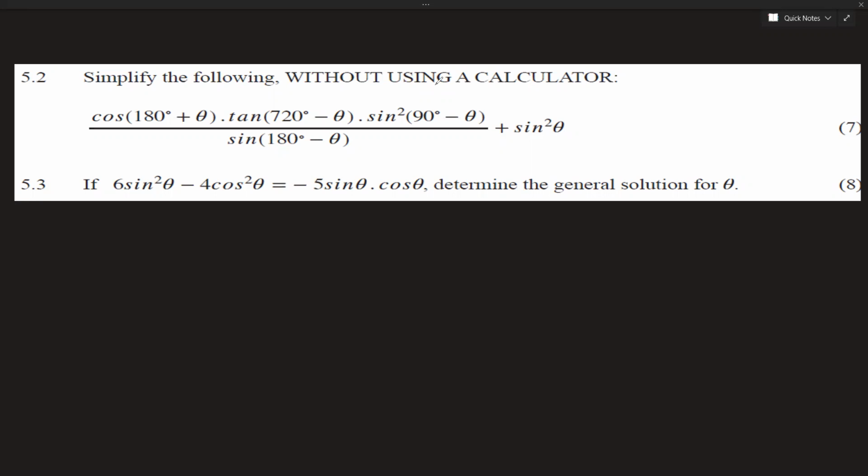In this question, we're going to be looking at trigonometry. Okay, so on 5.2, they are saying we need to simplify the following expression without the use of a calculator. That's fine. Obviously, if I'm simplifying, I know I need to have my Cartesian plane, right? Let me just quickly sketch it here.